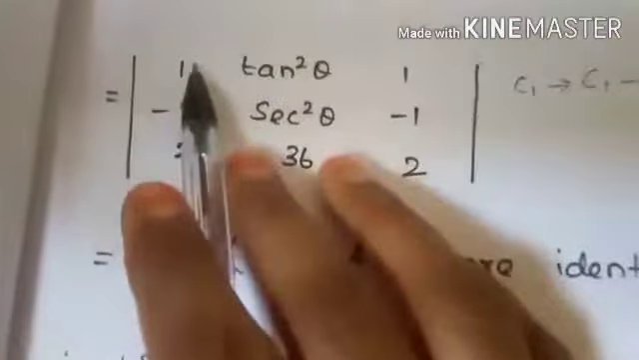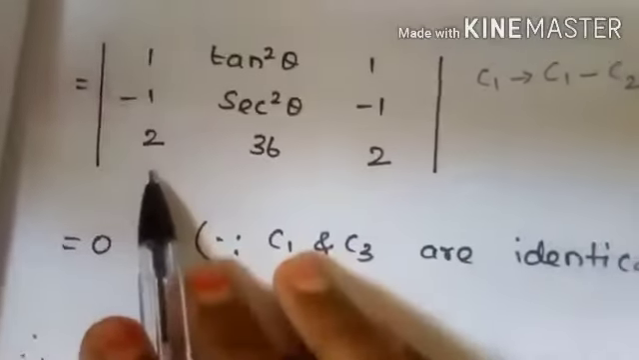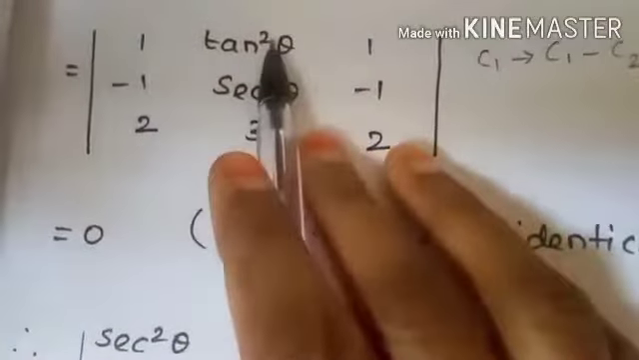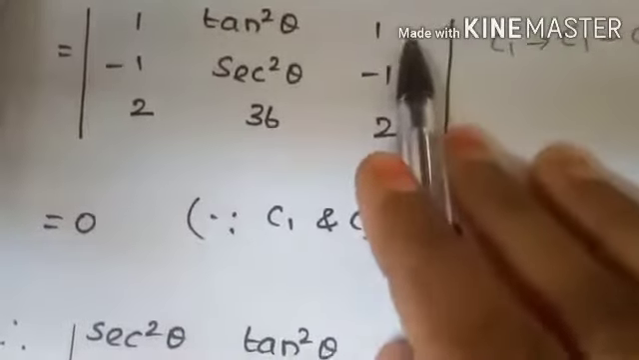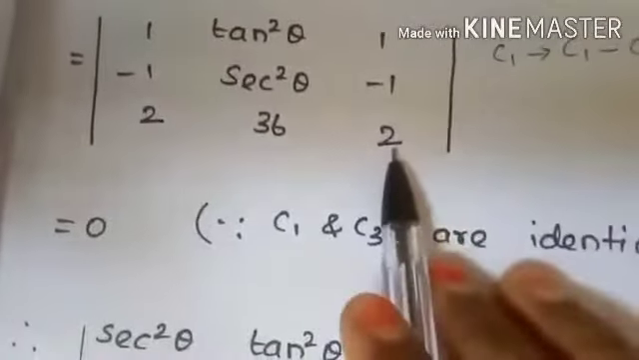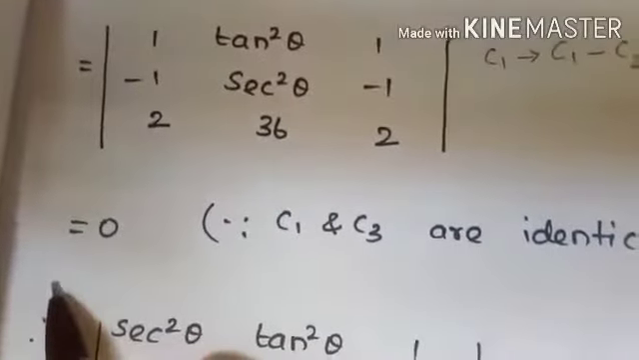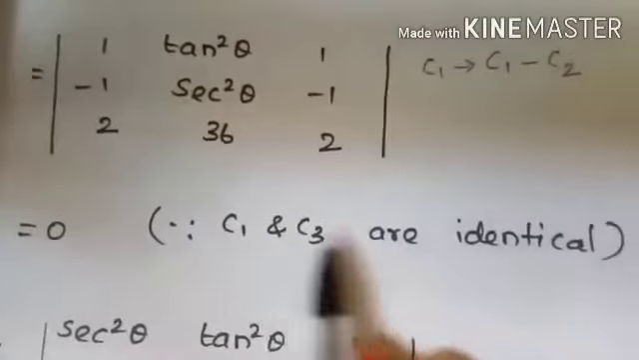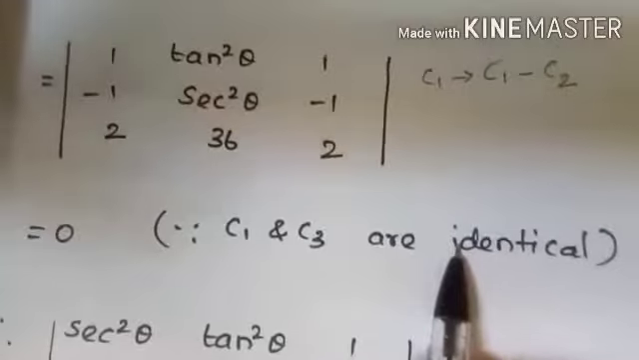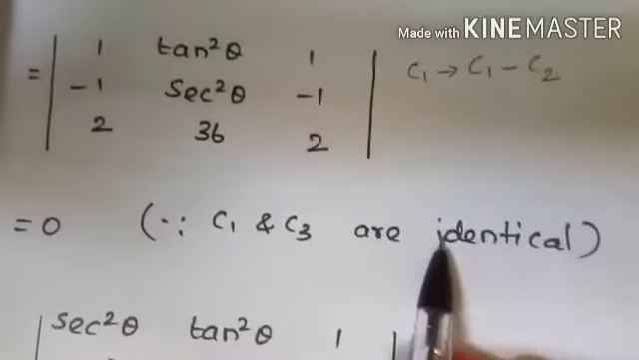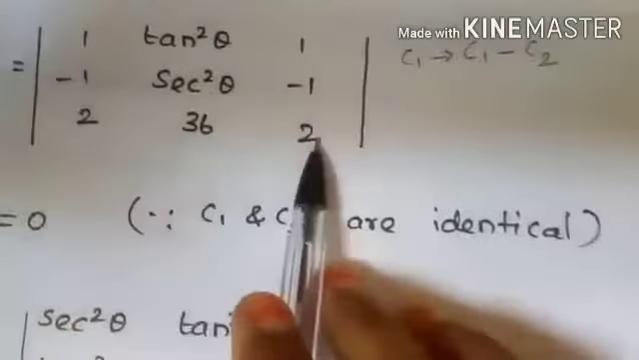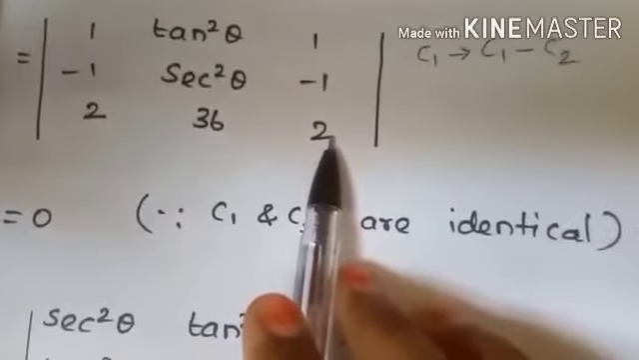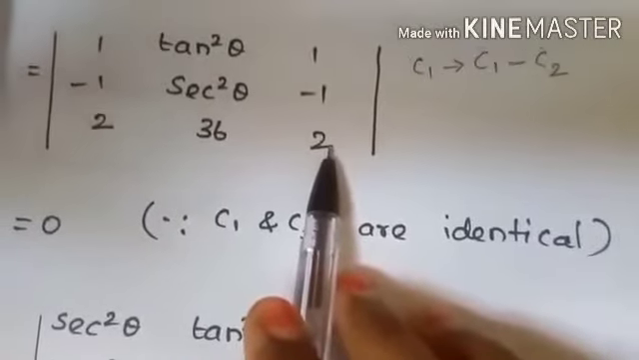So therefore the determinant becomes, the first column is 1, minus 1, 2. Second column as it is, tan square theta, secant square theta, 36. Third column as it is, 1, minus 1, 2. So this determinant is equal to 0 since C1 and C3 are identical. By the property, in a determinant, if any two rows or any two columns are identical, then the value of the determinant is equal to 0.